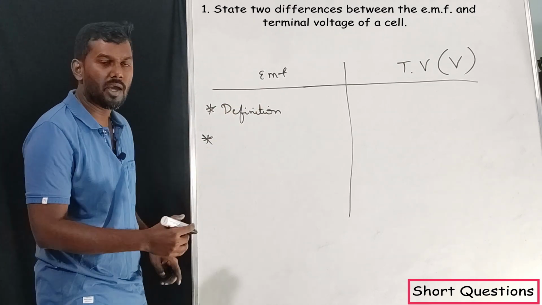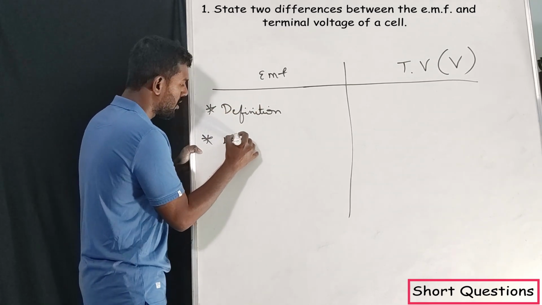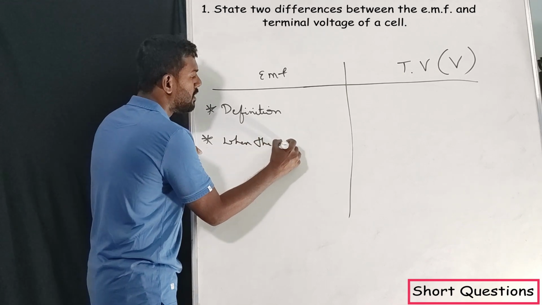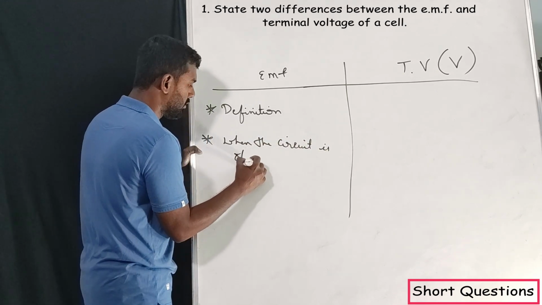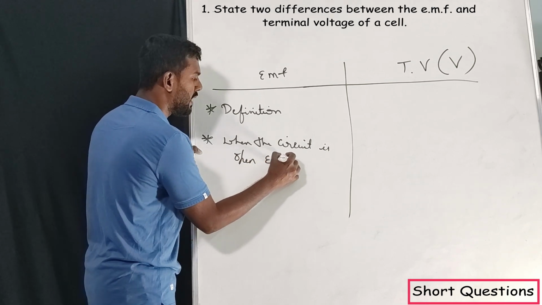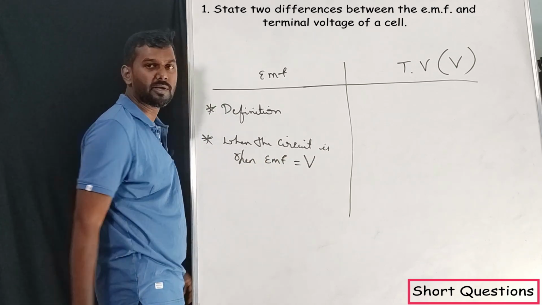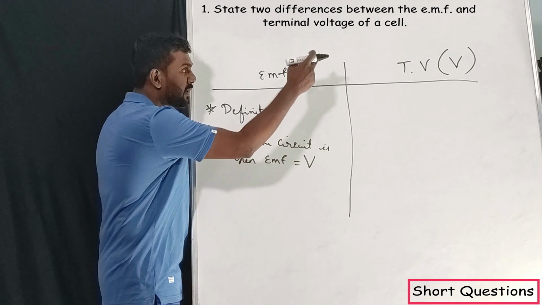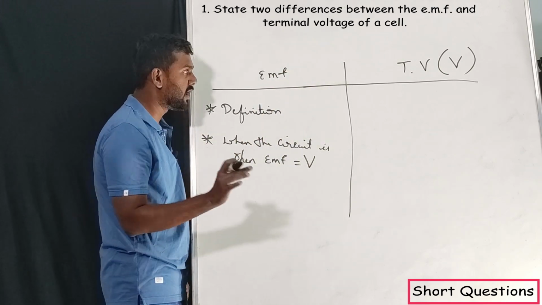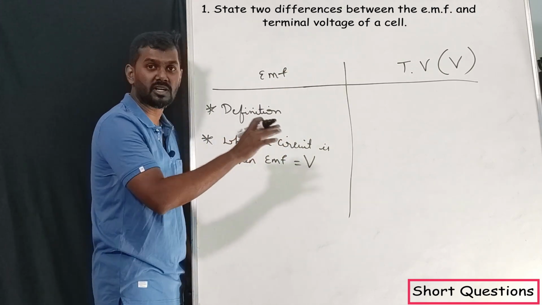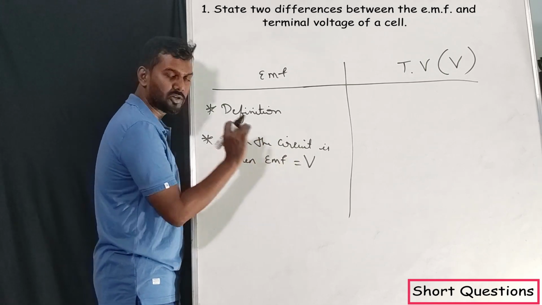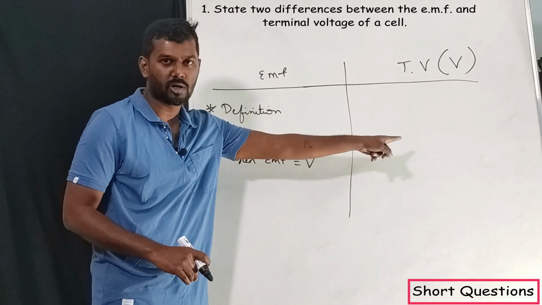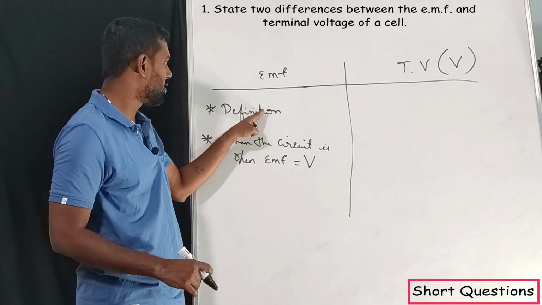Second one, when the circuit is open, EMF will be equal to capital V. Capital V is nothing but terminal voltage. Keep that in mind, it is not television, it is terminal voltage. So, when the circuit is open, EMF will be equal to terminal voltage. The same thing you are going to write here. Definition of EMF you are going to write here.